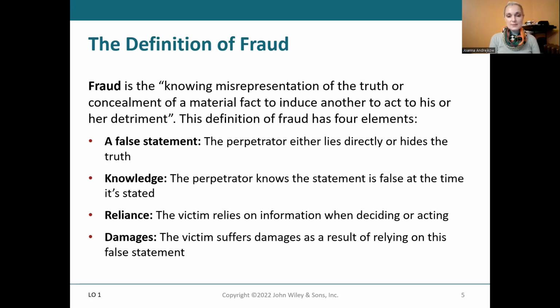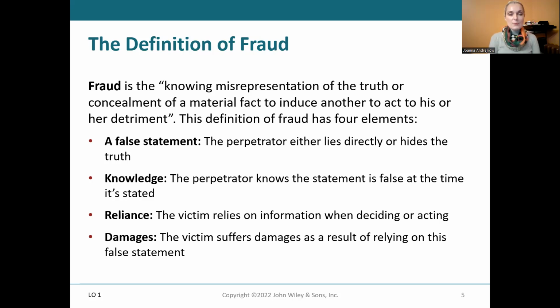Reliance means that the victim relies on the information when deciding or acting. So the victim trusts the perpetrator. And then there has to be damages, and damage means that the victim suffers damages as a result of relying on this false statement. So the victim is hurt.